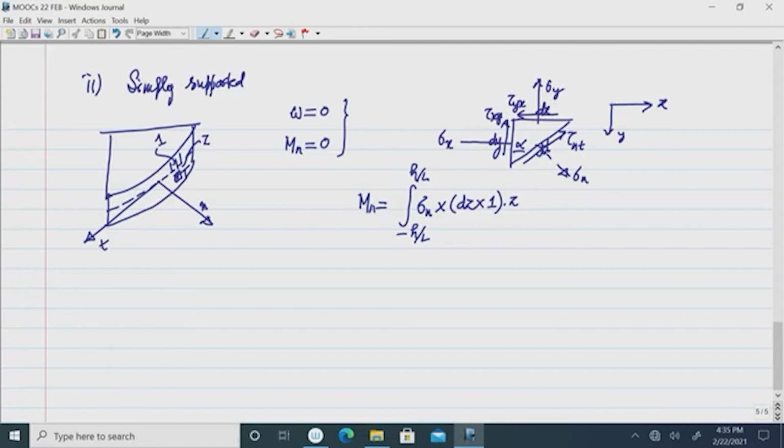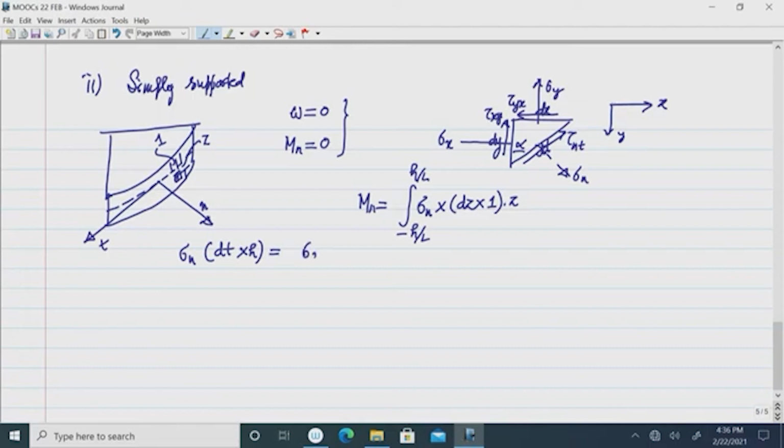Now, let us find out what sigma n is. If you resolve the forces along the normal direction, we get sigma n into dt, the length of this slanting side, into h, where h is the thickness of the plate. This is the force in the normal direction, and it is equal to the component of the force in the x and y directions that we are showing here in the free body diagram of the element.